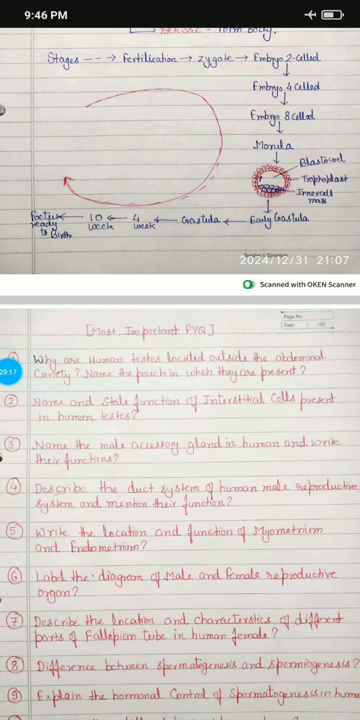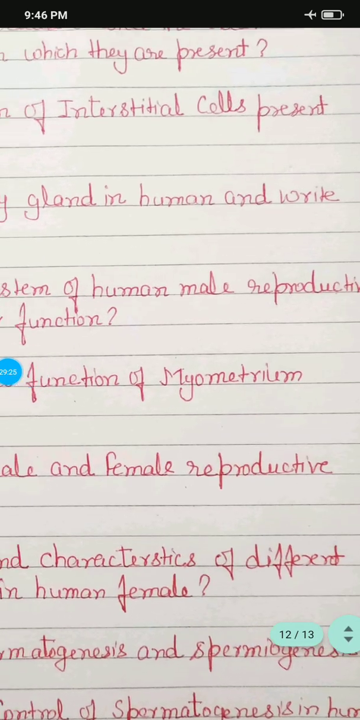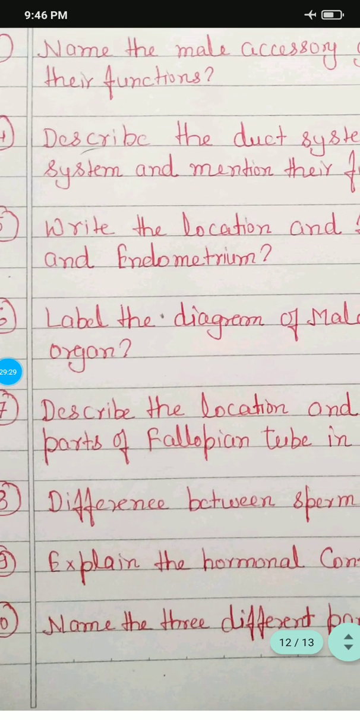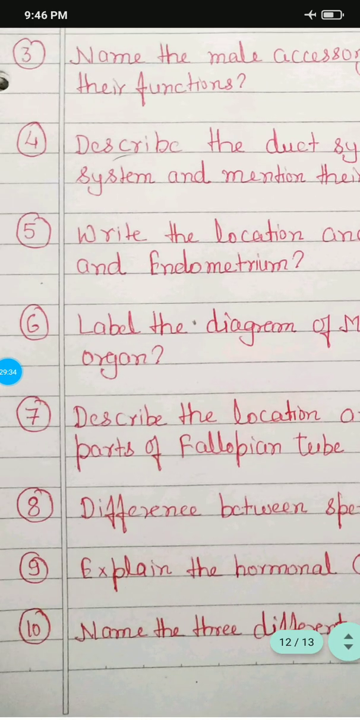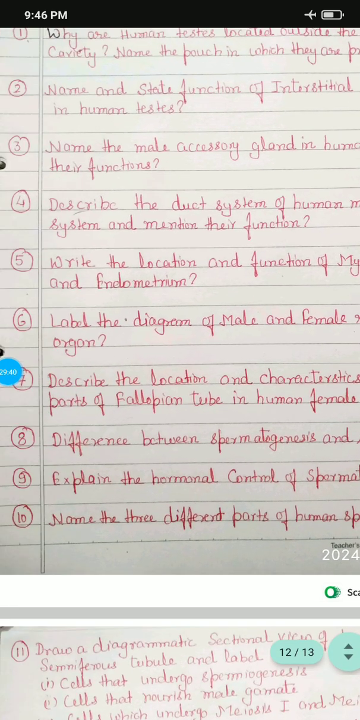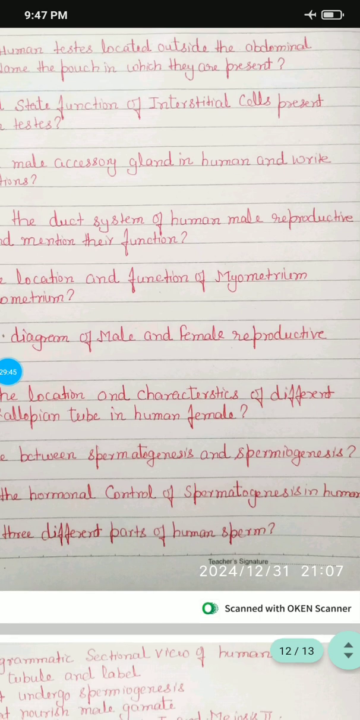Fifth one, write the location and function of myometrium and endometrium. Now the sixth question, label the diagram of male and female reproductive organs. Do look at it, very important. Describe the location and characteristics of different parts of the fallopian tube in the human female: isthmus, ampulla, infundibulum. Difference between spermatogenesis and spermiogenesis. Even spermiation is also happening.